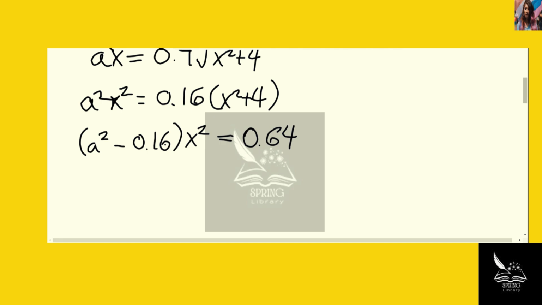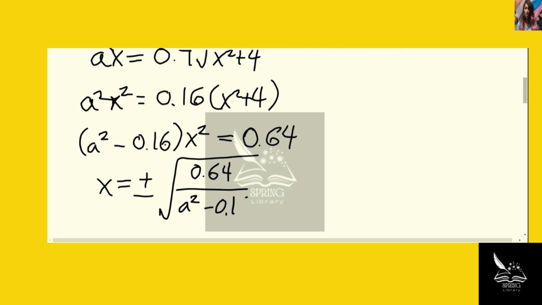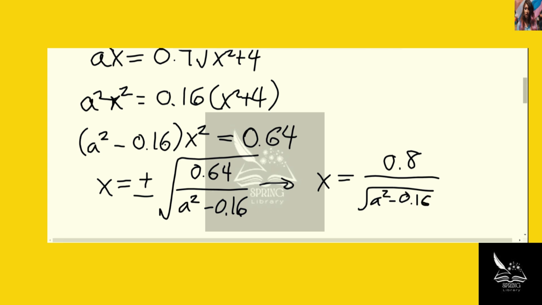And so x is equal to plus or minus the square root of 0.64 over a squared minus 0.16, and because we're really only considering positive x, we'll take x to be the positive square root. Well, this will be 0.8 over the square root of a squared minus 0.16.